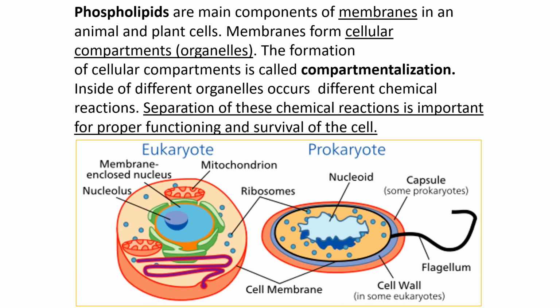So phospholipids are the main components of the membrane in animal and plant cells, and membranes form cellular compartments or organelles. We will talk about this in some future lectures. We have different types of cells, eukaryotic and prokaryotic. Prokaryotic cells are simple cells, bacterial cells, bacteria. But eukaryotic cells are complex cells, and they are plant and animal cells.